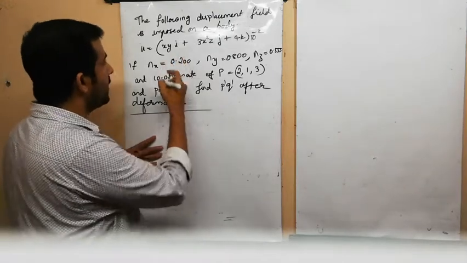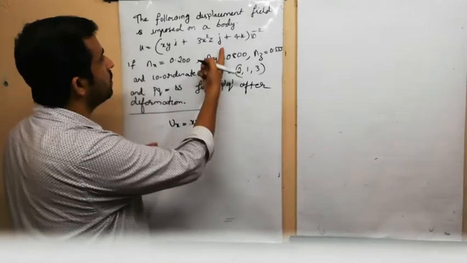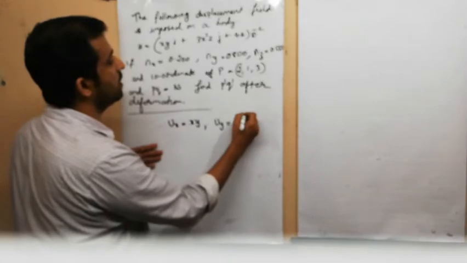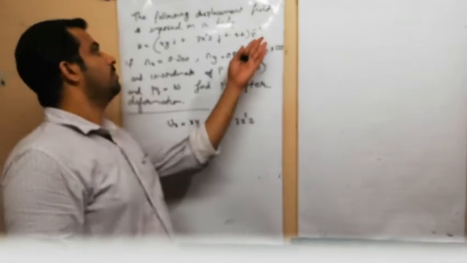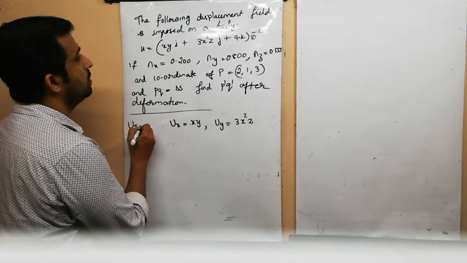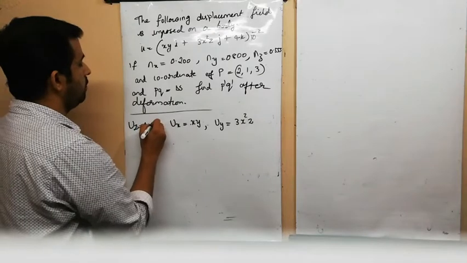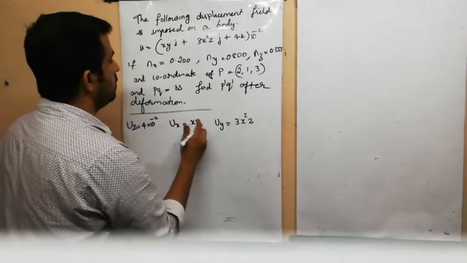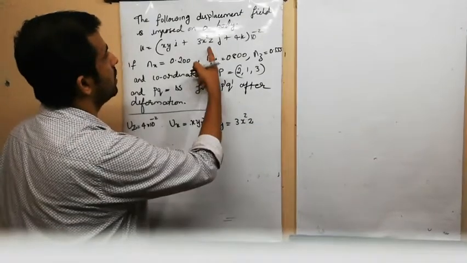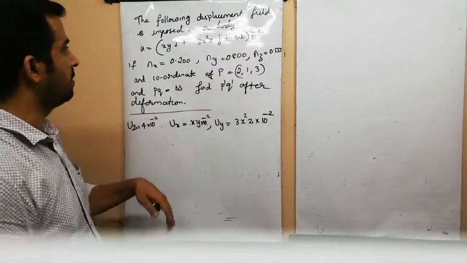The coefficient of i will be ux, that is xy. The coefficient of j will be uy, that is 3x square z. And the coefficient of k will be uz, that is 4 into 10 power minus 2. Ux is equal to xy into 10 power minus 2. Uy is equal to 3x square z into 10 power minus 2. Don't forget this 10 power minus 2.